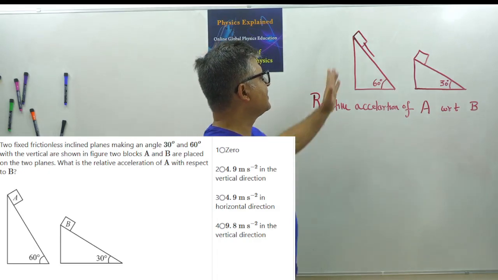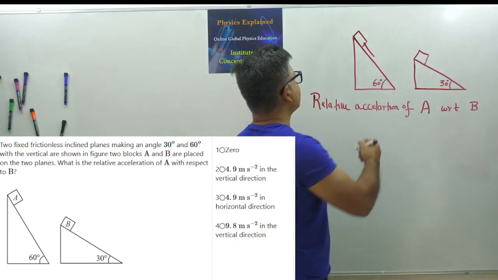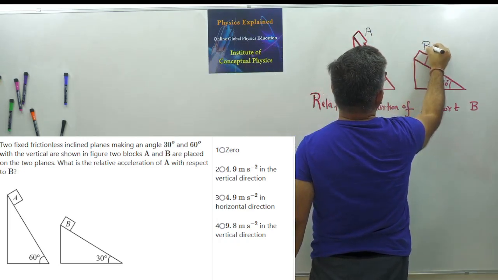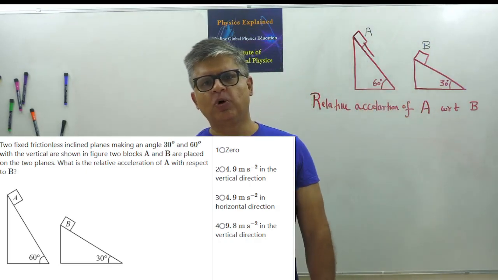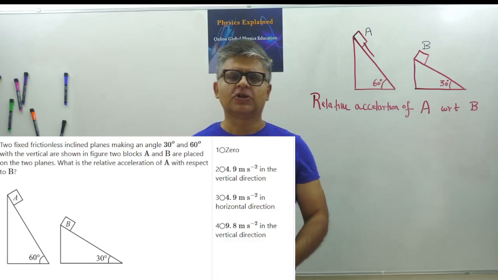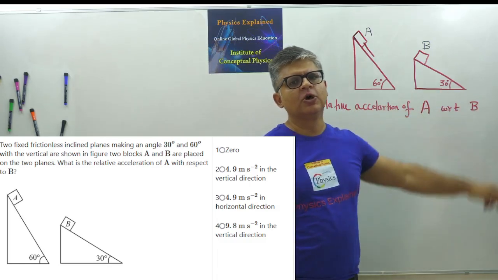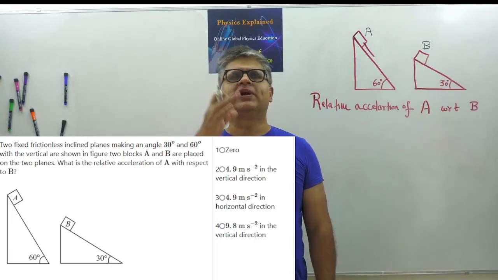So if you see, this is an inclined plane. You have a block of some mass A, and this is another block which is B, and the inclined angle of both the blocks is different. The question is, what is the relative acceleration of A with respect to B? Which means if you have the observer on B, how does he view it, right?